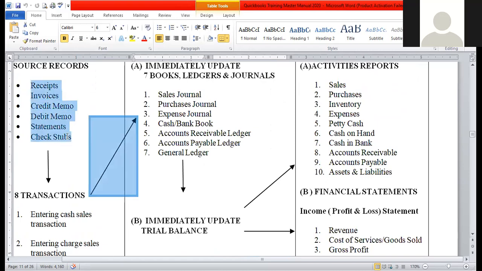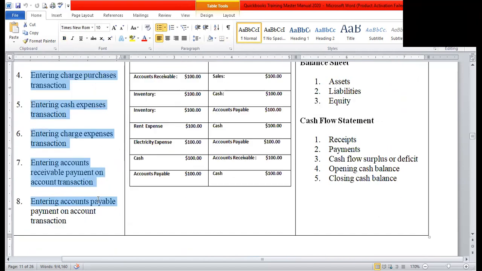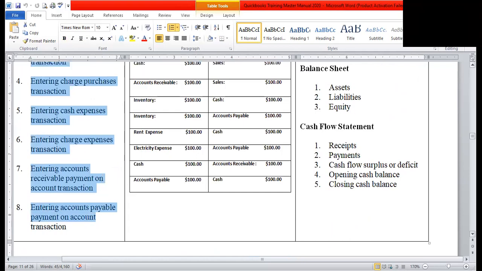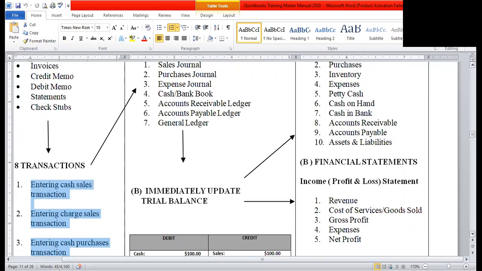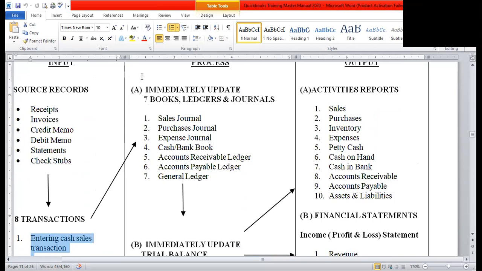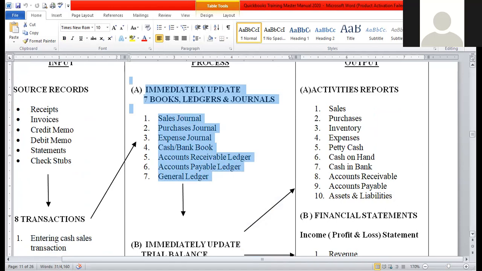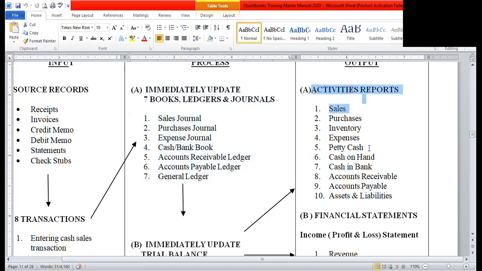Yes, it is. Receipts, the eight transactions, the seven books legend. And guess what? That's the whole exam. You know that by now. The only thing you may need to know is sales: sales, purchases, inventory, expenses, petty cash, because all of this is a printout. Every month you must get a printout of this.